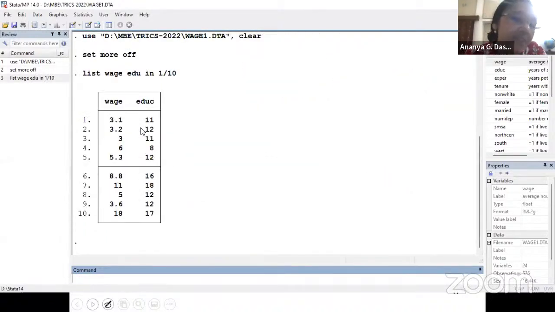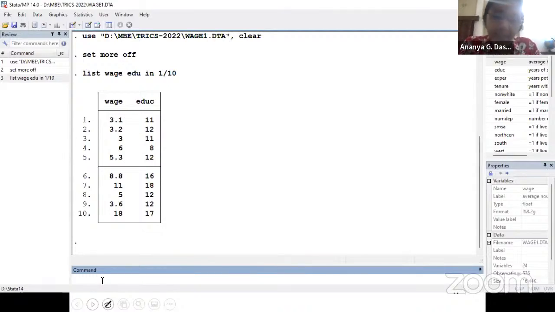So these are the first 10 observations. For the first person, wages are $3.1 and this person has 11 years of education. So these could be weekly wages. $3.2 for the second person who has 12 years of education, and so on.